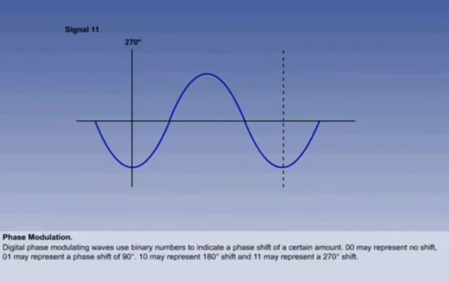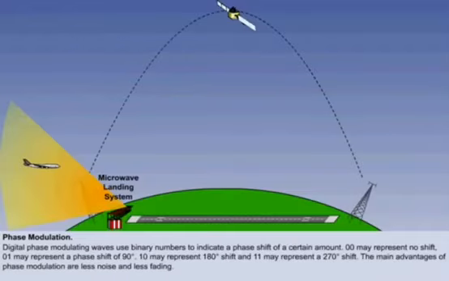Among the advantages of phase modulation are superior noise and interference rejection and enhanced immunity to signal fading. It is used in microwave landing systems and GPS.